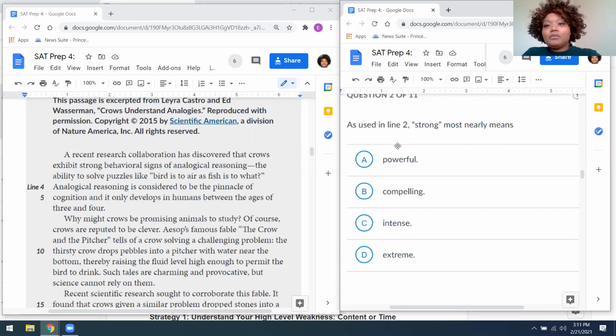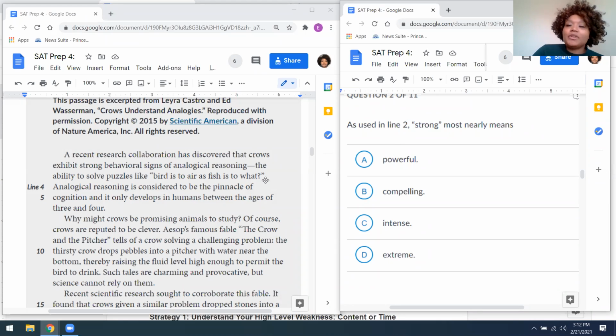So like if you read this question and you said line 2, strong means, oh, intense or powerful, it's probably going to be wrong. Again, the test is trying to trick you. It's going to take advantage of people trying to save time. It actually doesn't take very long to just look at the line and see exactly how it's used there.